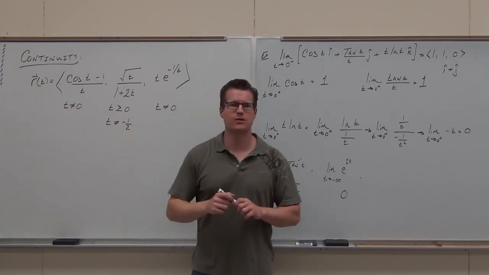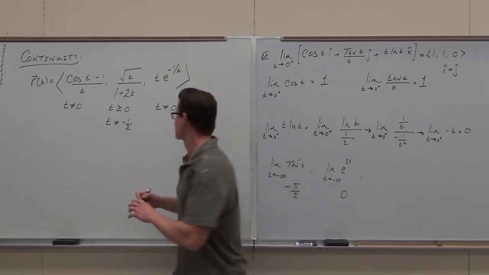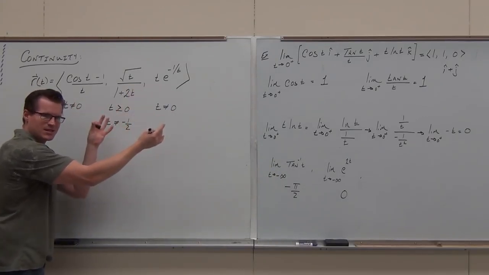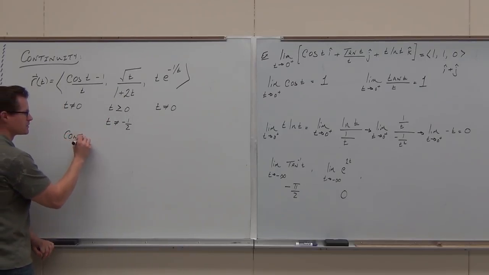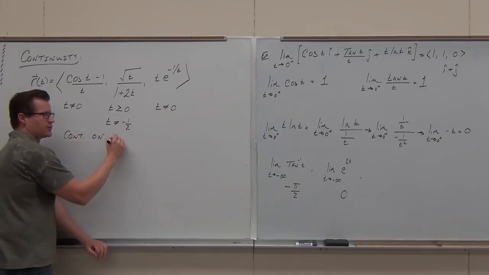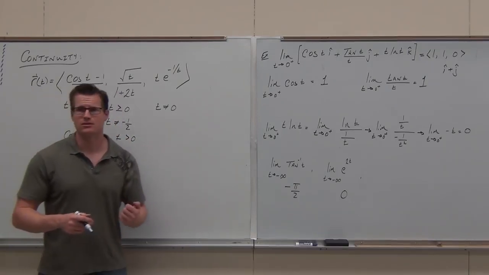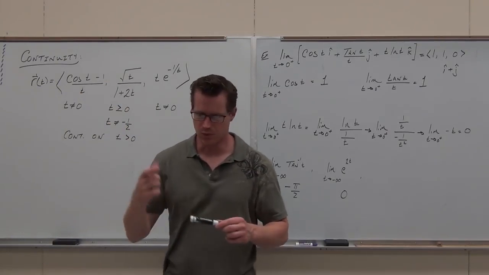Can you tell me where this function is defined and where it's continuous? They have to all be defined at the same t. It's called the common domain. So I know it's defined and continuous on the interval t is strictly greater than 0. The negative 1/2 doesn't matter. It's not even in that most restrictive region of continuity.